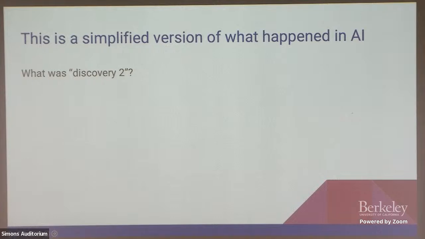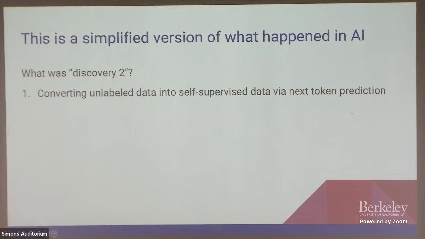Well, some of them we actually talked about yesterday on the panel. Converting unlabeled data into self-supervised data via next token prediction, originally masked language modeling, then next token prediction took over. In computer vision, they use a couple of different objectives. But the ability to take large amounts of unstructured, previously not valuable data and turn it into something that can be used has been massively impactful.